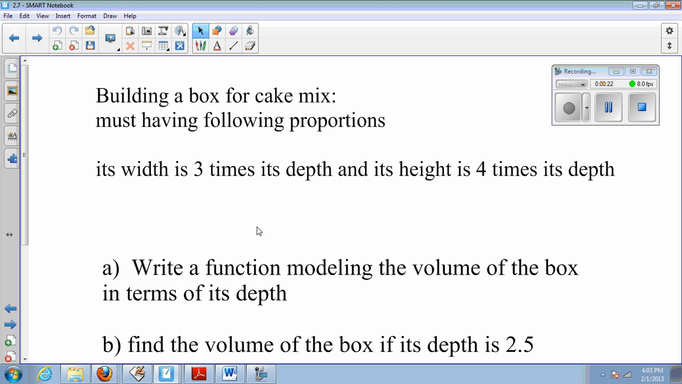We're building a box for cake mix, and it must have the following proportions. We're told its width is 3 times its depth, and its height is 4 times its depth. So everything is reliant on depth. So depth is our x.